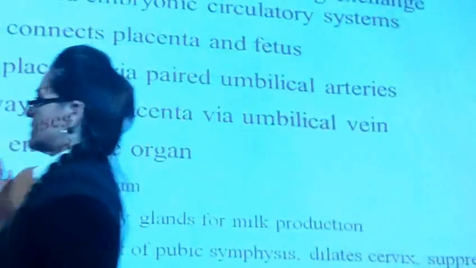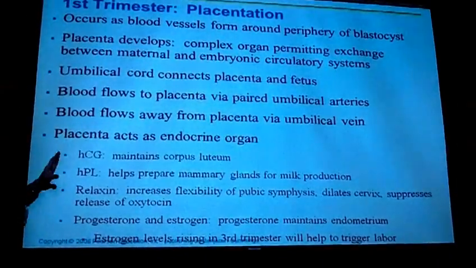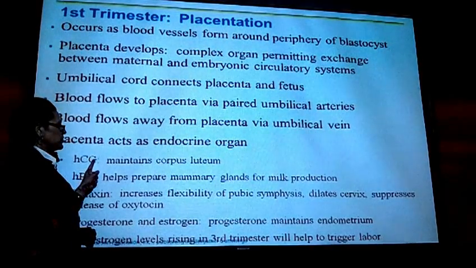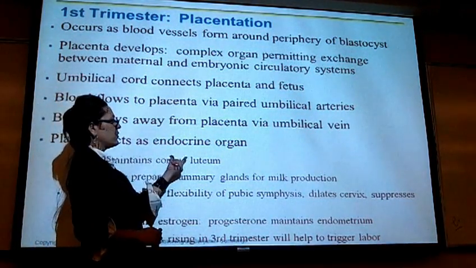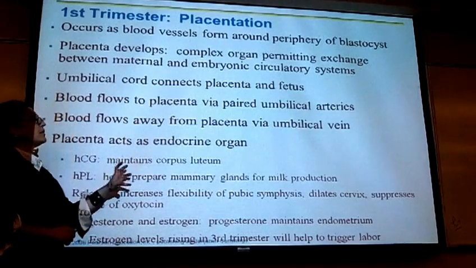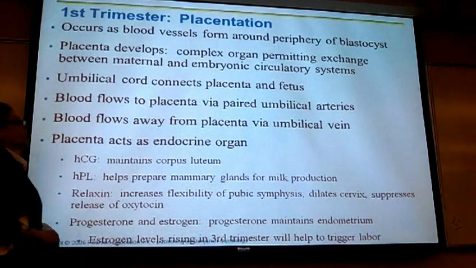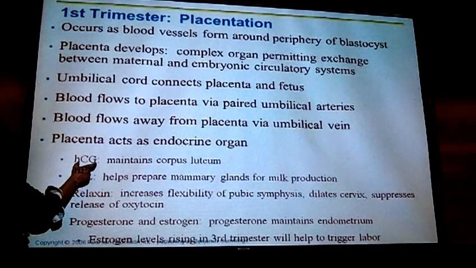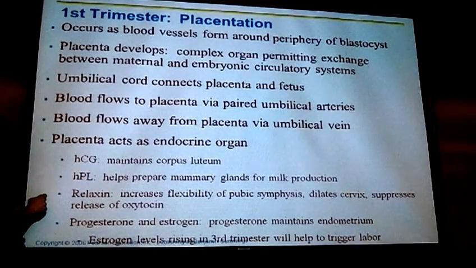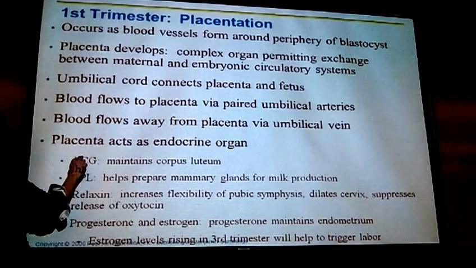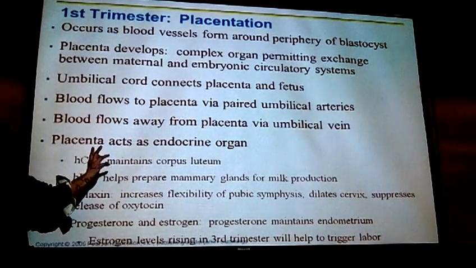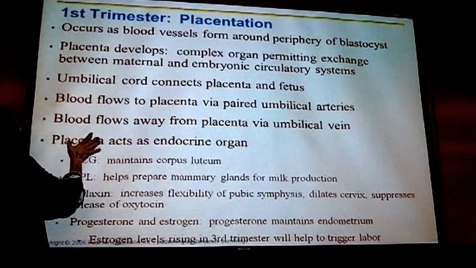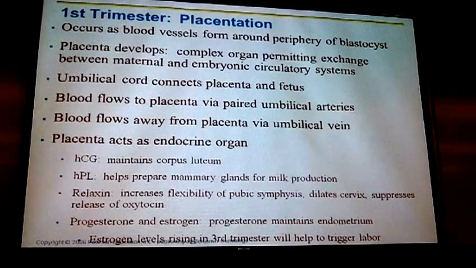So the placenta is secreting a variety of hormones. These are just a few. It's going to secrete what's called HCG, and this is going to help to maintain the corpus luteum. Once we get the placenta fully formed, however, then the corpus luteum can go away. This is what they usually use to test to see if you're pregnant. The corpus luteum can secrete this hormone early. Later, the placenta can secrete it, and it helps to maintain that structure until we get the placenta fully formed.